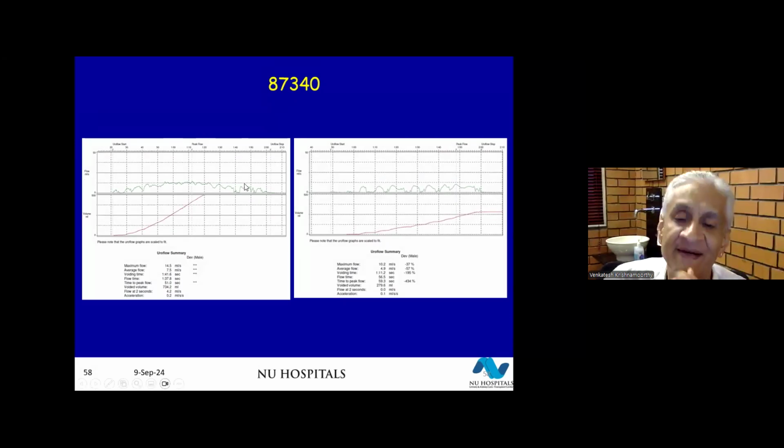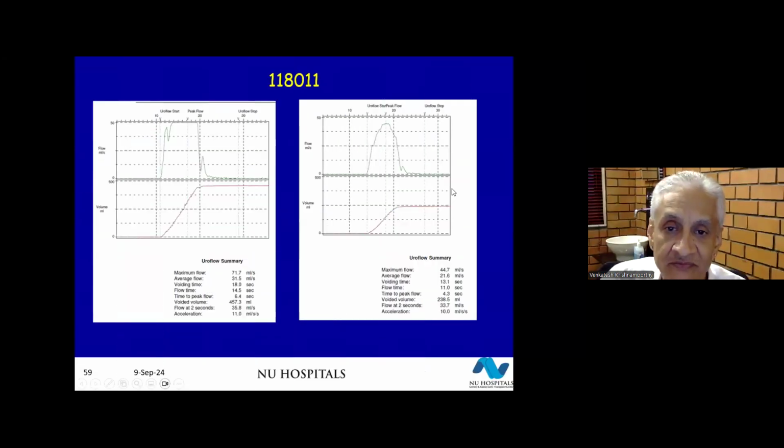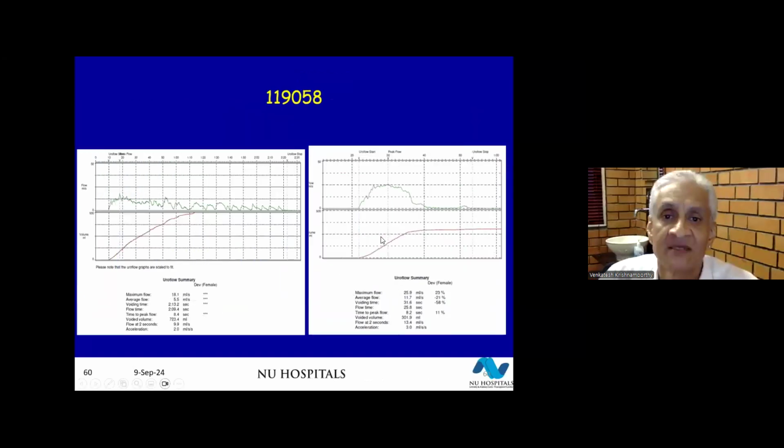So this is the reverse. Here is voided 734 and here it's 280. So you see that though you see these variations, here it's more pronounced. Similar. Again, now, as I said, you will see a lot of difference if the degree of obstruction or lower urinary tract dysfunction is more extreme.